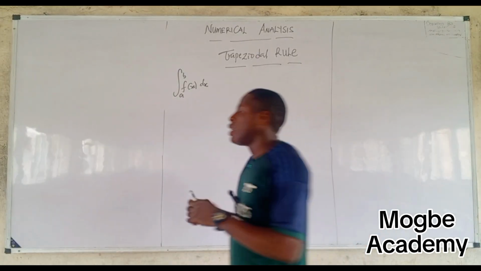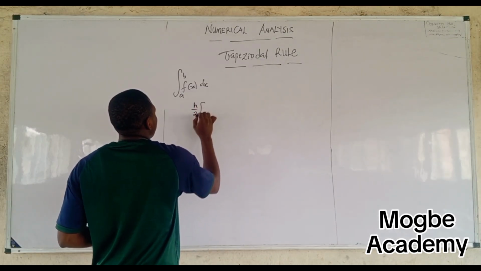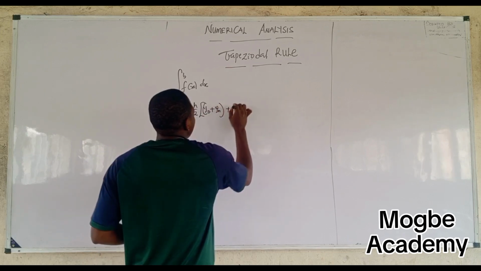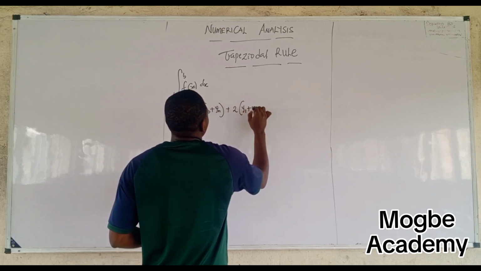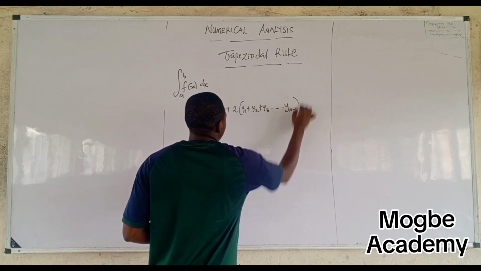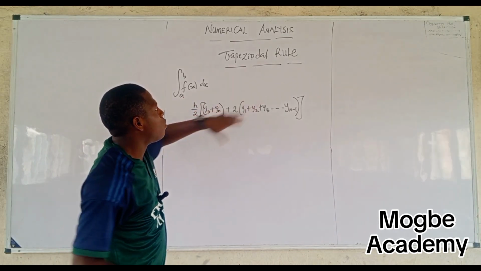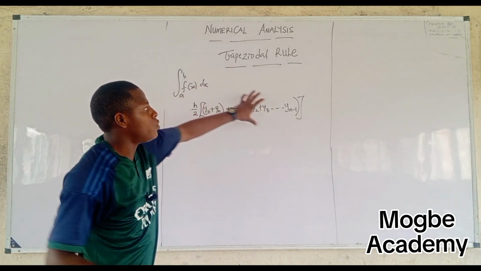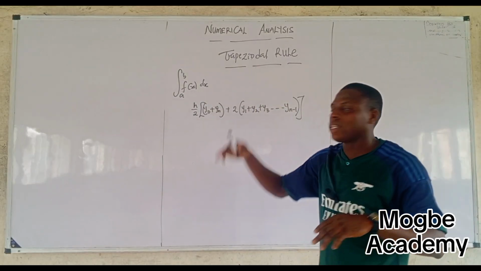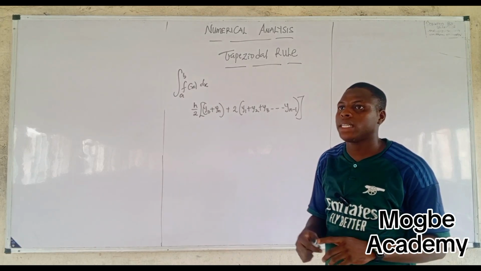Now, take down the formula. The formula for the trapezoidal rule is h over 2 bracket y naught plus yn plus 2 bracket y1 plus y2 plus y3 to yn minus 1. This is the formula you use in calculating the trapezium rule. The next thing that should come to your mind is, what are the parameters in your formula?